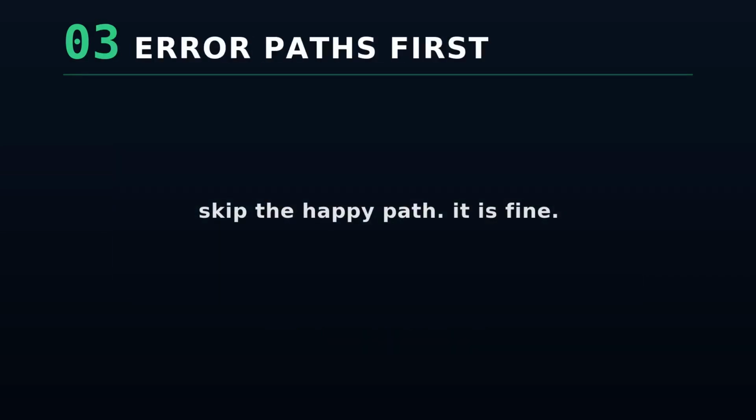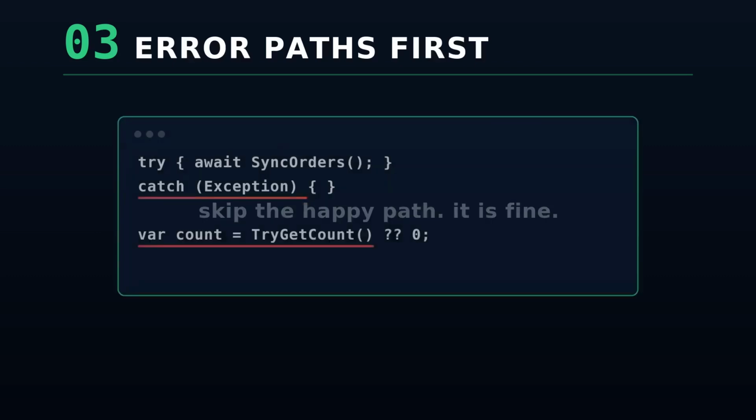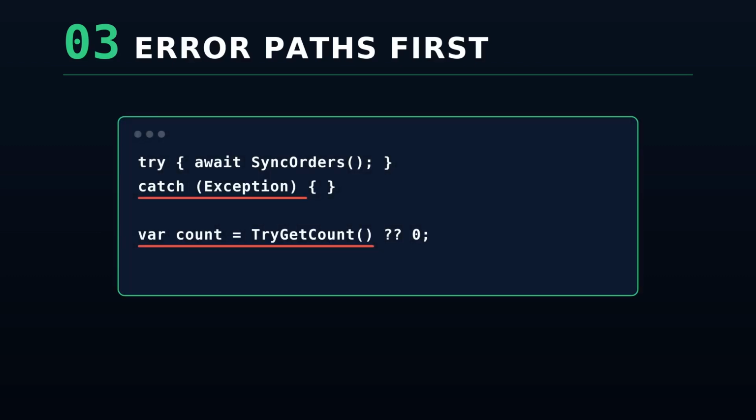Check 3. Read the error paths first. Skip the happy path. It's almost always fine. Catch blocks, else branches, timeouts, nulls. That's where AI fills silence with guesses. The empty catch, the debug level log, the default value nobody asked for.